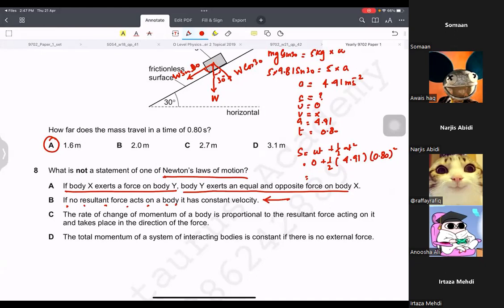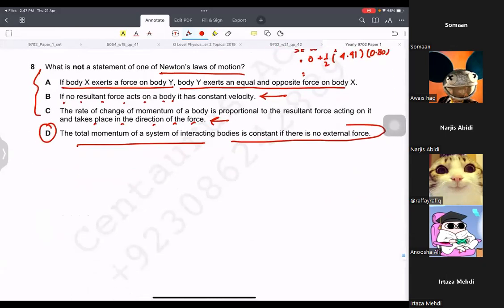Then it says the rate of change of momentum is proportional to the resultant force acting and takes place in the direction of the force. Well, that is also somehow true. If the total momentum is conserved, there is no external force. This is not a Newton law. This is momentum. This is not a Newton law, by the way. These three are all Newton laws.